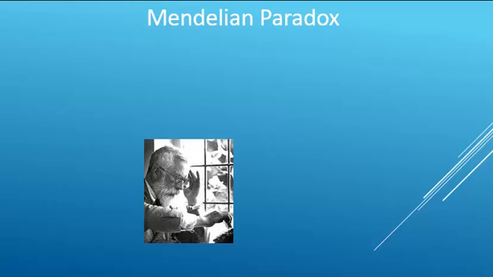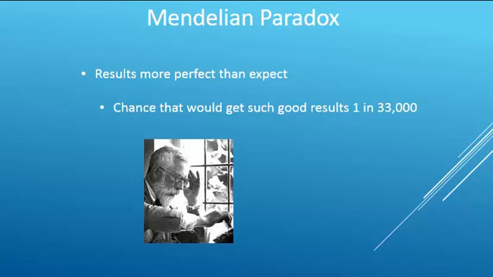In doing so, though, he came across a couple of disturbing things. And the first thing, from his estimations in statistics, was that the results were more perfect than one would expect. The chance that you'd get such good results and such results that matched the theoretical expectations was, he estimated, about 1 in 33,000, which is pretty unlikely.